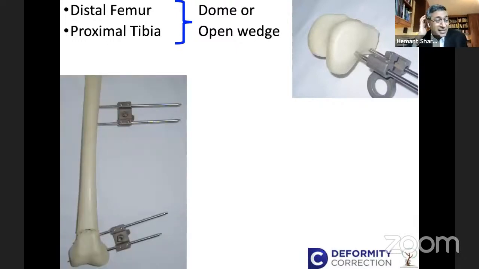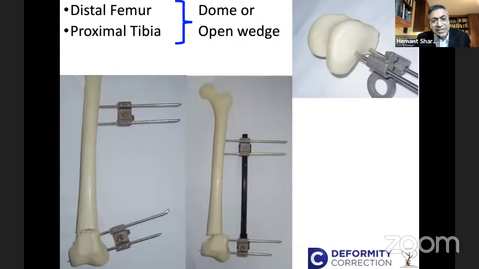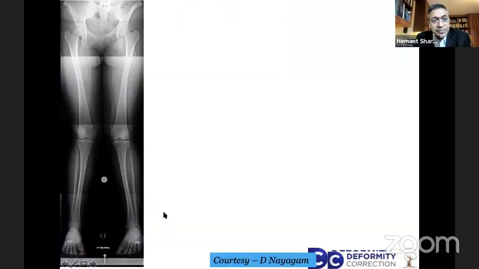And this is just a sawbone example where you plan it. You put the pins according to your plan, as Mangal pointed out earlier in the last case, which Divya showed, that you put in the pins and make them parallel. And once that is done, your deformity is corrected, and then you put in a nail or a plate, whatever you want.